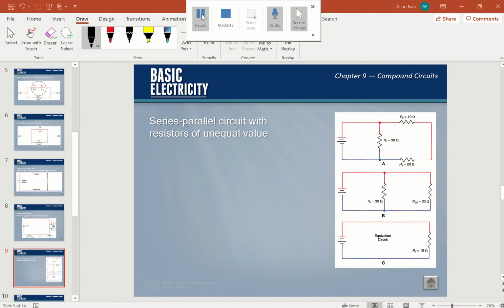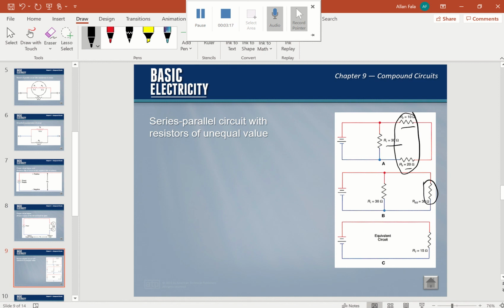The next diagram in the presentation shows a circuit where we have a 30 ohm resistor, and a 10 and 20 ohm resistor in series. The 10 and 20 are in series, but they are parallel to the 30. So the resulting resistance of these two is actually a 30 ohm resistor. And now you can see that we have two 30 ohm resistors in parallel with each other.